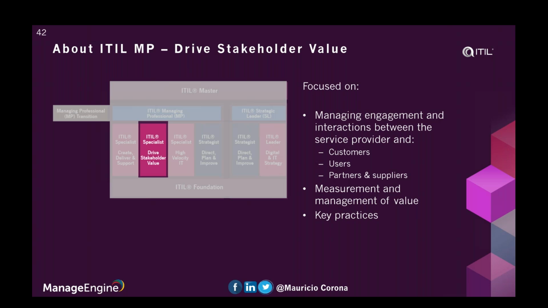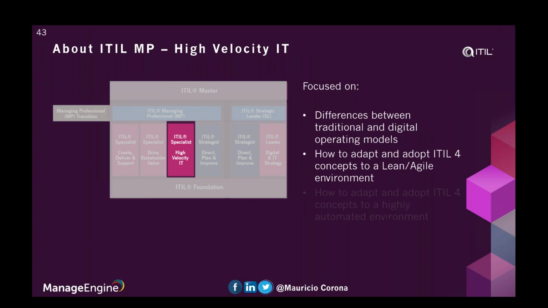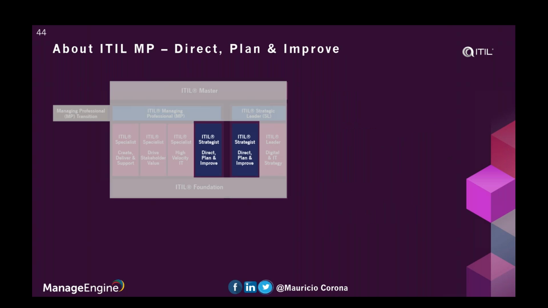As you can see on the managing professional side, there is the high velocity IT, and there is the direct, plan and improve. Okay, so all of these books are already available. The last one that has been launched, in Q1 this year, was the high velocity IT. So once you go through foundation and these 4 books, then you get the badge of managing professional. Managing professional is not a certification exam, it's a badge that you get once you go through all of these. Now, as you can see, direct, plan and improve can help us as well to get the strategic leader.